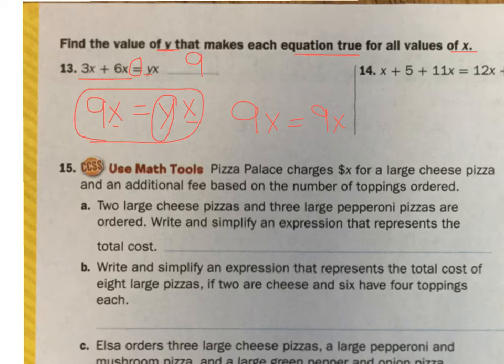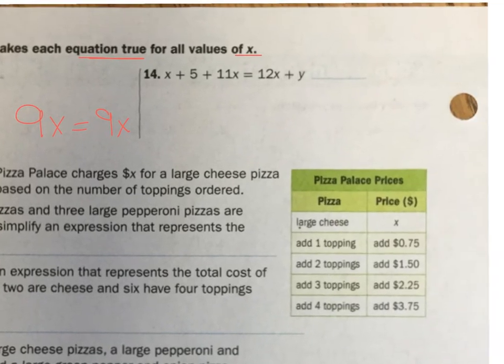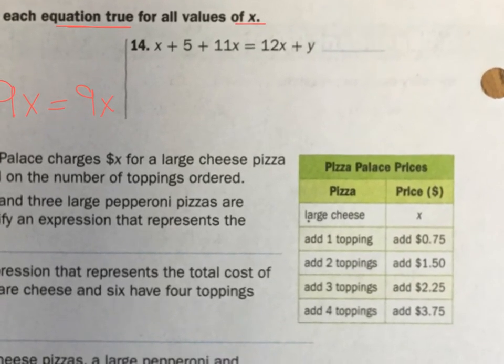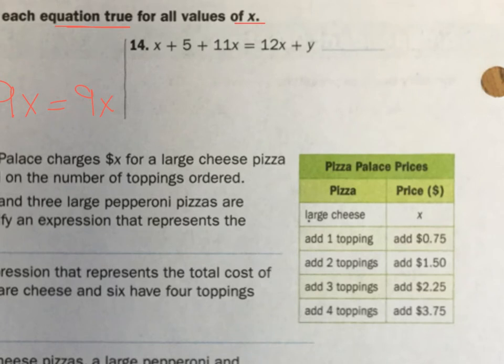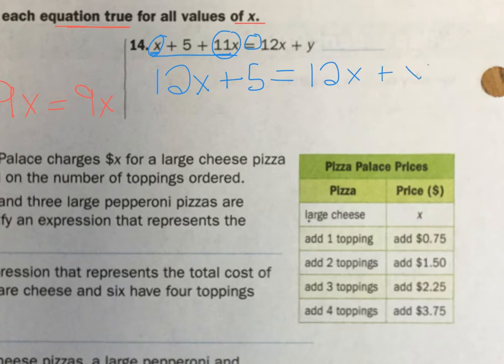Okay, let's come over here, do the same thing with this one, and here's our equal sign. So I'm going to figure out this side. I see that I have this like term and this like term. So I'm going to put those together. I have 11x and a 1x. So that's 12x plus 5 equals 12x plus y.